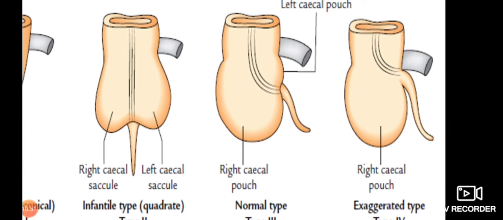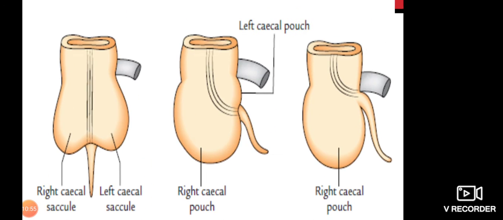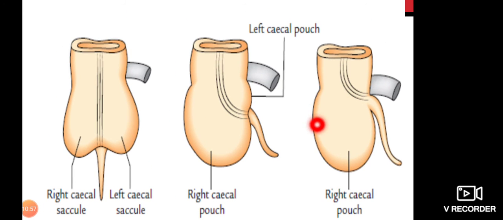And finally, the last one is the exaggerated type, in which you can see only the right cecal pouch, which is mostly enlarged, and the left cecal pouch is absent. So at the end of the right cecal pouch, the appendix is present.